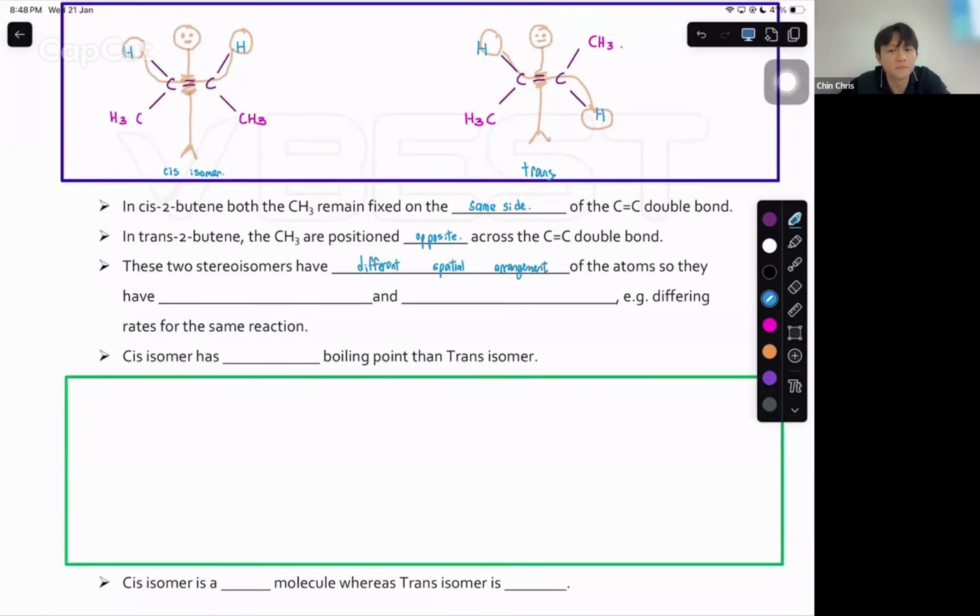They have different biological activity. I think this only comes out in your A2, so you don't need to know this. Different biological activity and different physical properties, which means their melting points might not be the same.